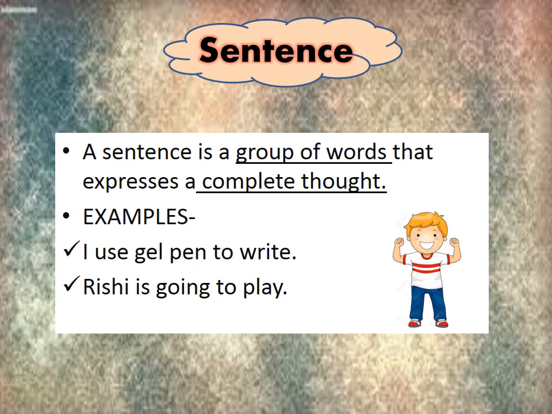But students, just imagine if the words in the sentences get jumbled. We are taking the first example. It is I use gel pen to write. And if the words get jumbled, pen use I gel write to? It is quite meaningless. It is also a group of words, but this group of words is not giving you any meaning. So such a group of words that is unable to express a complete thought is not supposed to be a sentence.